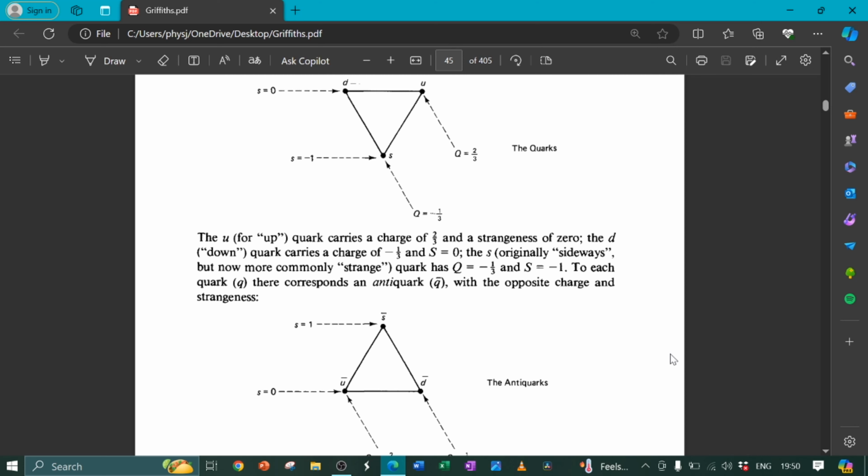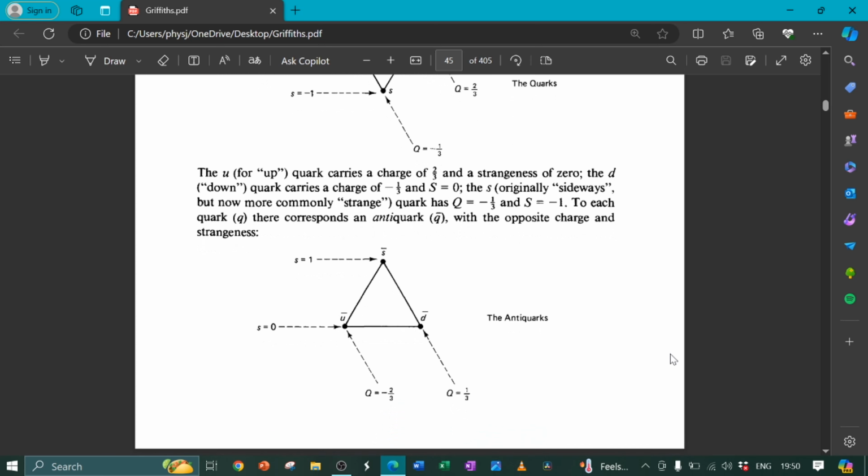To each quark Q, there corresponds an antiquark Q bar with the opposite charge and strangeness. The antiquarks: S equals 1 for S bar, S equals 0 for U bar and D bar.